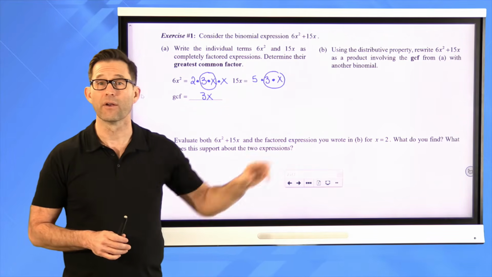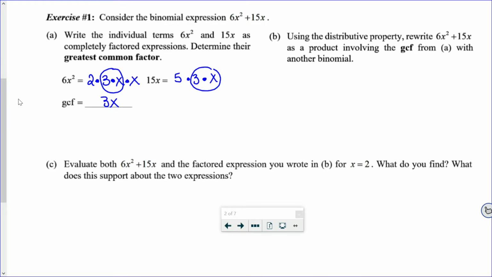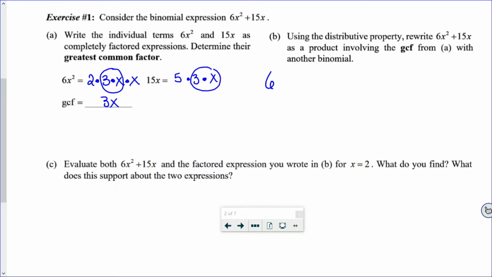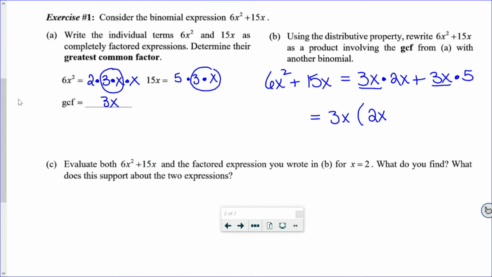Now let's look at letter B. Using the distributive property, rewrite 6x squared plus 15x as a product involving the GCF from A with another binomial. Okay, so here's what I'm getting at. 6x squared plus 15x can be thought of as 3x times 2x plus 3x times 5. Notice that common factor. That means I can take that 3x and then write it like this.